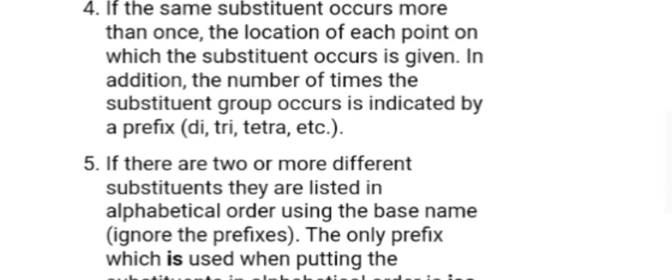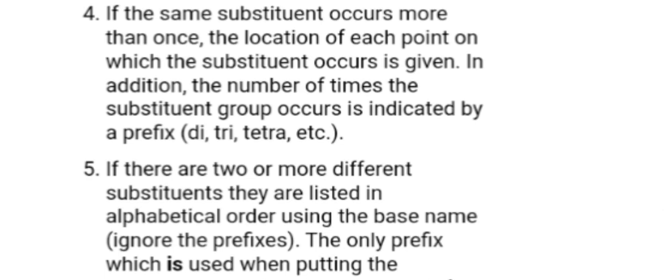Then number 4. If the same substituent occurs more than once, the location of each point at which the substituent occurs is given. Location means where is it located? Is it number 1 carbon, number 2, number 3, number 4? That is the meaning of location. So if I have the same substituent, let's say 3 chlorine, or 3 methyl or 3 alkyl groups present in the same compound, I'll first of all identify the location in which they are. Let's say one of them is in carbon 1, the other one is in carbon 2, the other one is in carbon 3. So that's what they are saying.